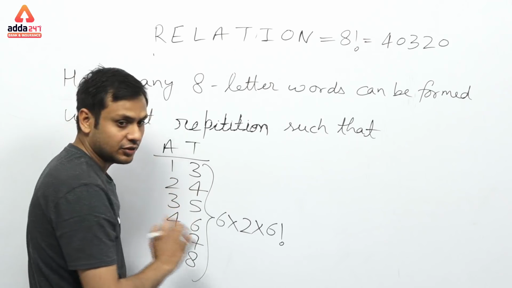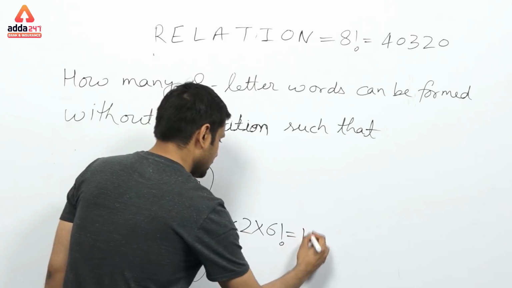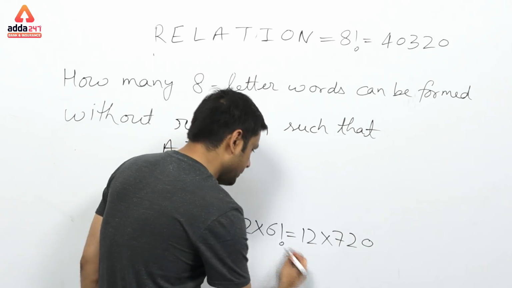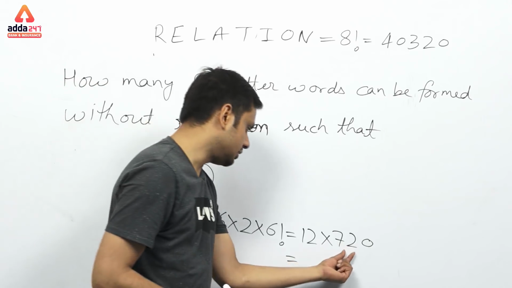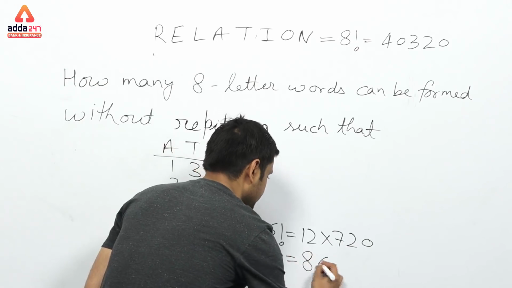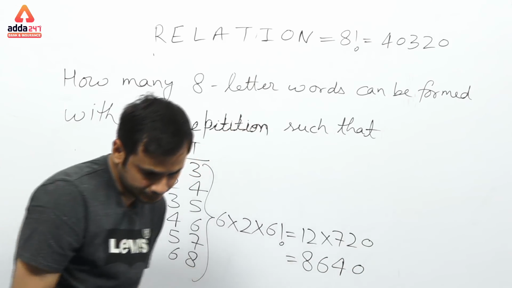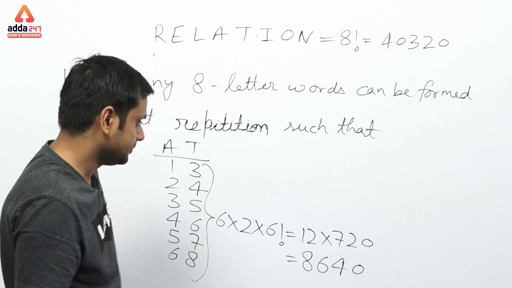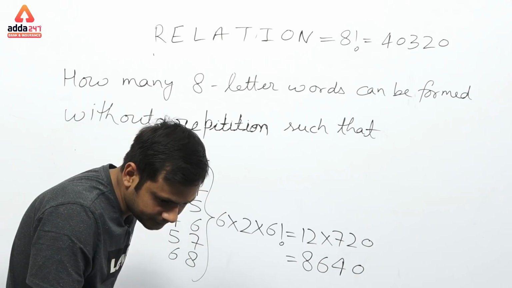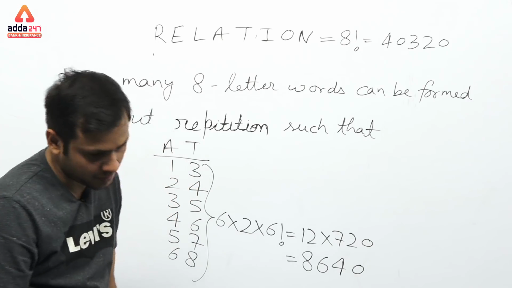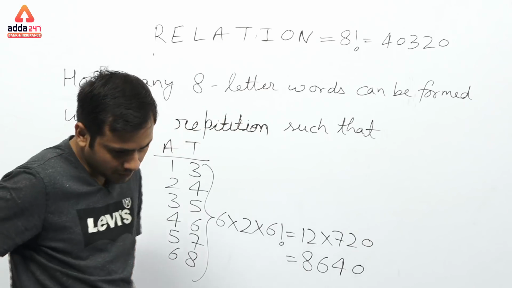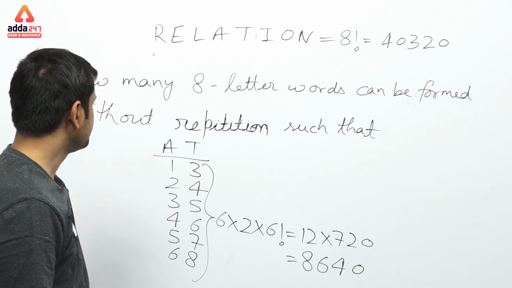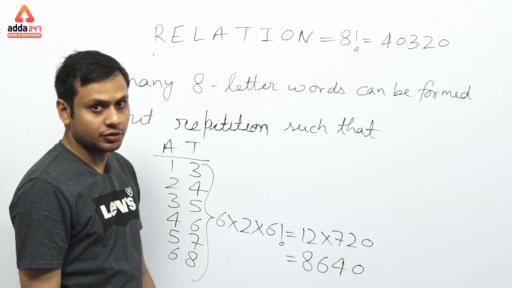So ultimately, if we try to write the answer, it is 6 into 2 is 12 and 6 factorial is 720. So ultimately our answer will be this into this, that will be 8640, right? So hopefully you guys got it. Okay, so it is 6 factorial into 12. Okay, let's move forward. Another question here, guys.